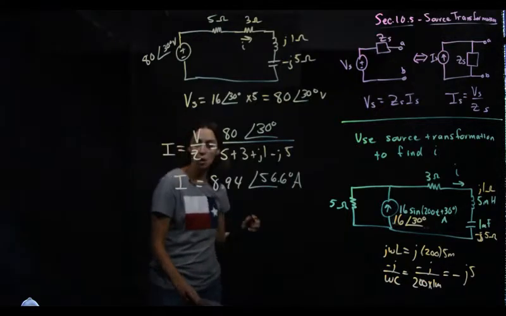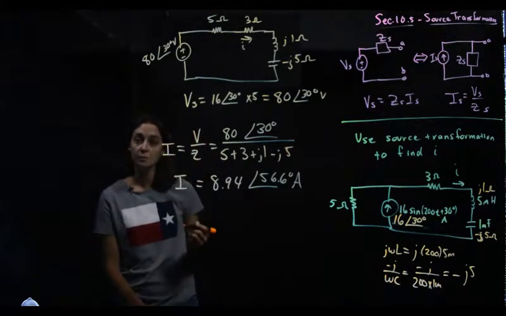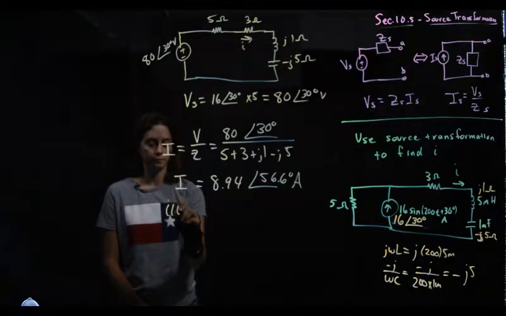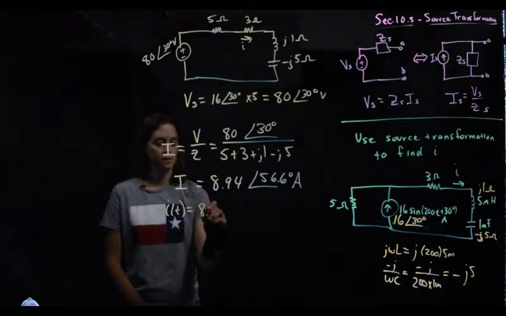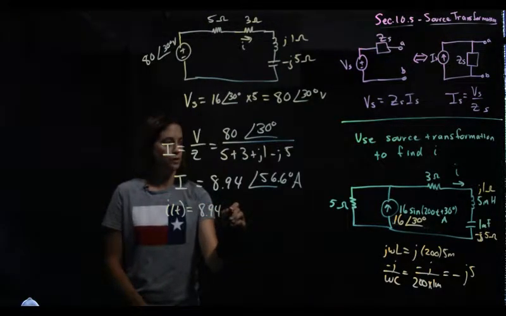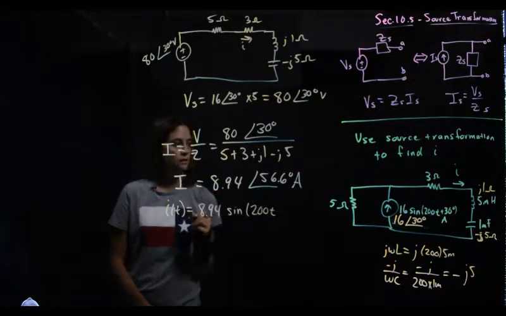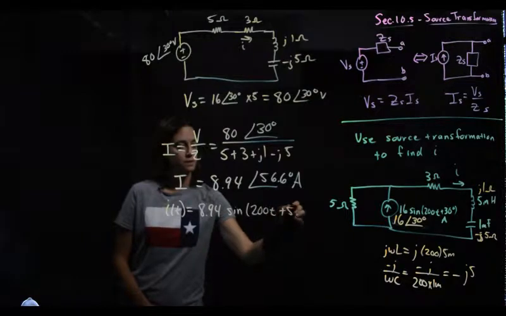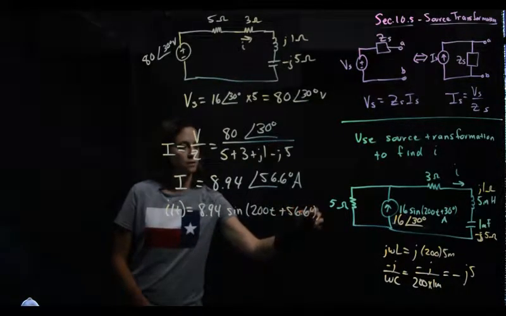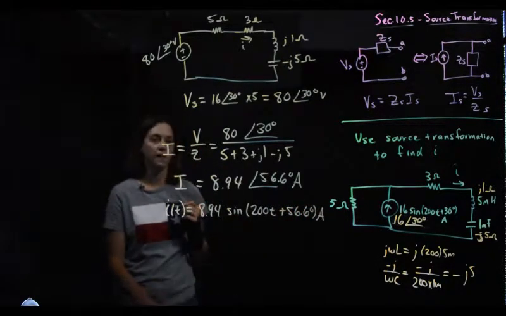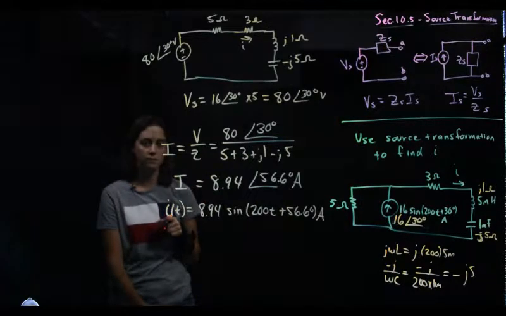We were asked to find lowercase i, meaning they want it in the time domain. So i of t equals 8.94 sine of 200t plus 56.6 degrees amps. So that's a source transformation in the phasor domain.